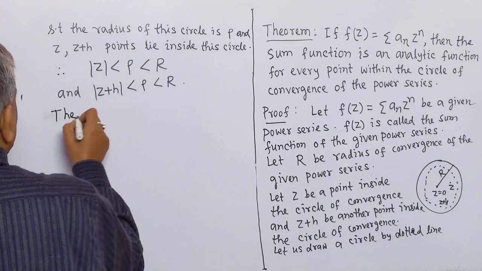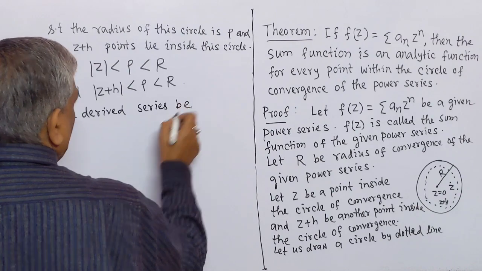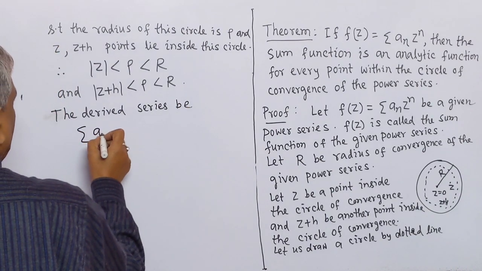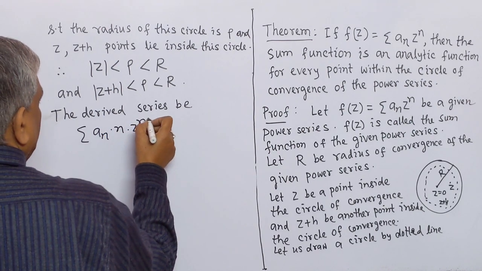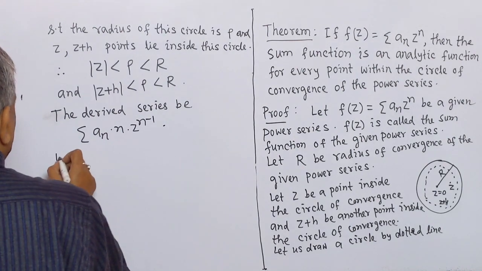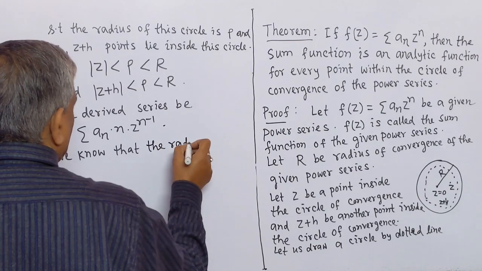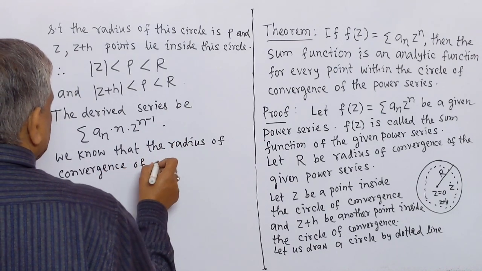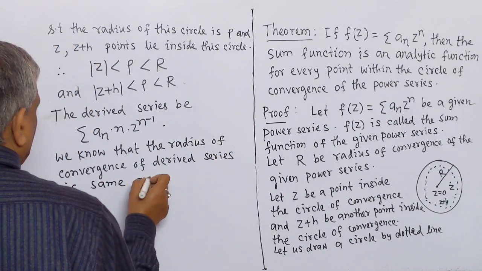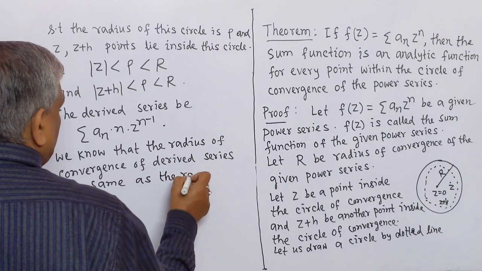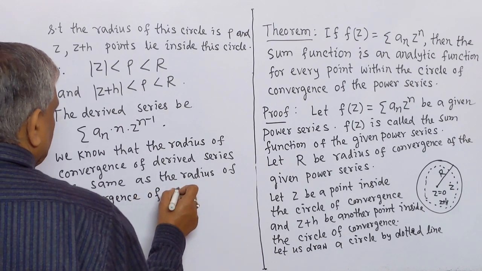The derived series be sigma a_n multiplied by n z^(n-1). We know that the radius of convergence of the derived series is the same as the radius of convergence of the original series.